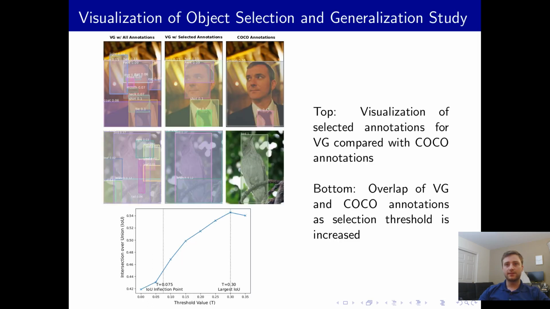The next figure shows an example of object selection for the Visual Genome dataset. The leftmost column shows the original annotations. The center column shows the annotations selected by our method when using an importance threshold of 0.075, and the rightmost column shows annotations provided by COCO. The plot below shows the increase in overlap between Visual Genome and COCO object annotations, as the importance threshold for object selection of Visual Genome annotations is increased. The results suggest that the method can actually identify the consistencies across different annotations performed by humans.